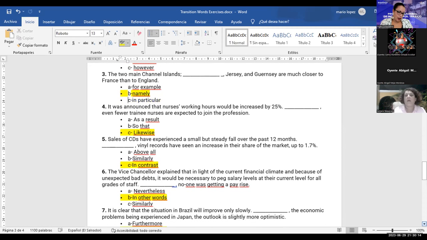Number four, it was announced that nurses' working hours would be increased by 25%. Even fewer trainee nurses are expected to join the profession.